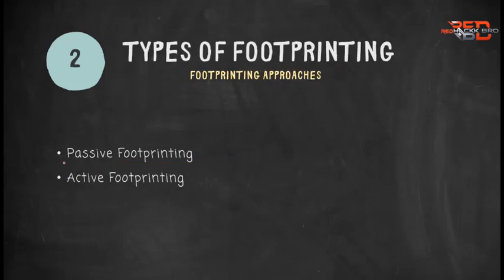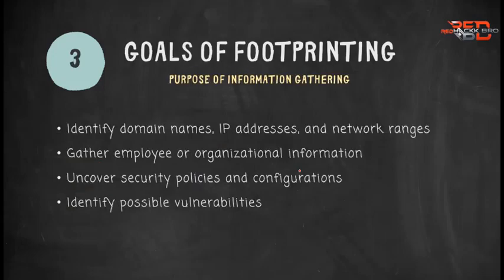There are two main types of footprinting, passive and active. Passive footprinting means you are collecting info without touching the target directly, like looking at their social media or searching public records on the internet. Active footprinting involves directly interacting with the target, which means you are sending requests or running scans on the target system. This can be risky because it could alert the target.